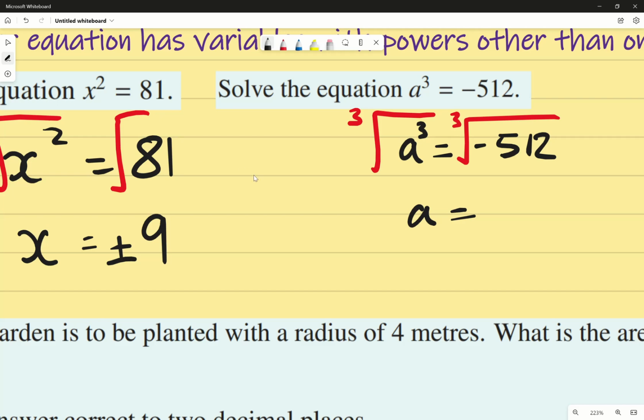The cube root of 512 is not the same as 3 times square root of negative 512. In fact, that one doesn't even exist, because this one is cube root, whereas this one is 3 times square root. So they're technically different things. So just make sure you use this button instead if you're trying to do cube root. Okay, so we get negative 8. So negative 8 times negative 8 times negative 8 gives us negative 512.